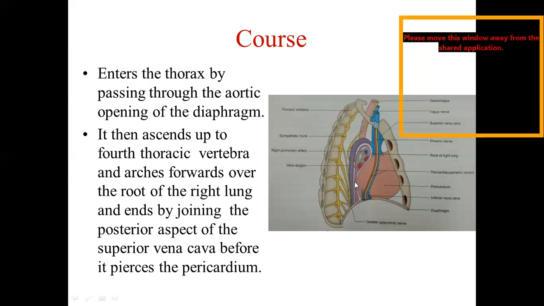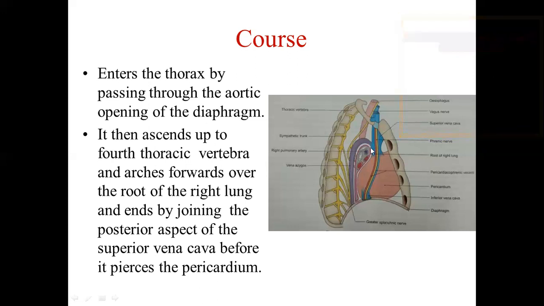So the azygous vein, it will go up to fourth thoracic vertebra. It will arch over the root of lung, and then it enters or drains into the superior vena cava from the posterior side, before the superior vena cava is piercing the pericardium.